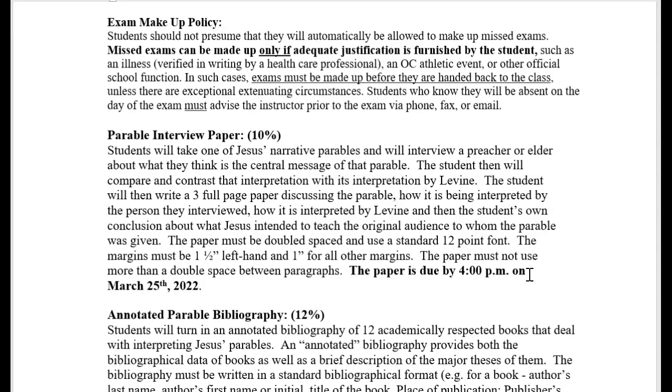So this paper is going to be due. There are some things, like it has to be double spaced, and you're going to upload it in Blackboard in a Turnitin site, and that's going to be due by 4 p.m. on March the 25th. And so that's worth 10%.